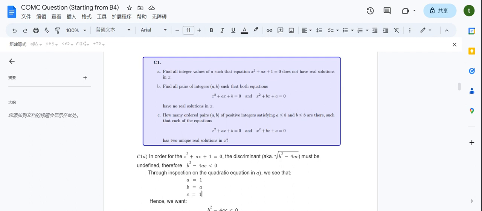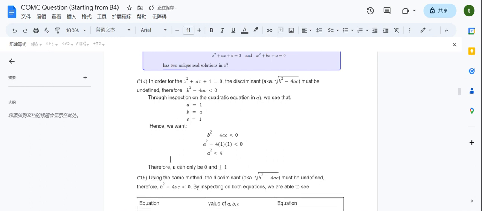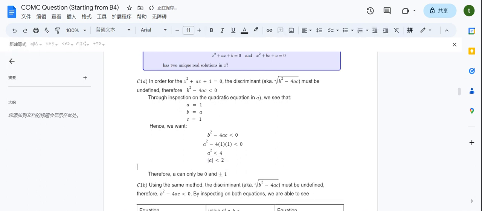Hence, we plug a, b, c back into the discriminant condition and we see that a squared minus 4ac is less than 0. So this means that a squared minus 4 is less than 0 and hence a squared is less than 4. So this means that the absolute value of a is less than 2. Right? So a can only be 0, 1, and negative 1, since the problem states explicitly that a is an integer.